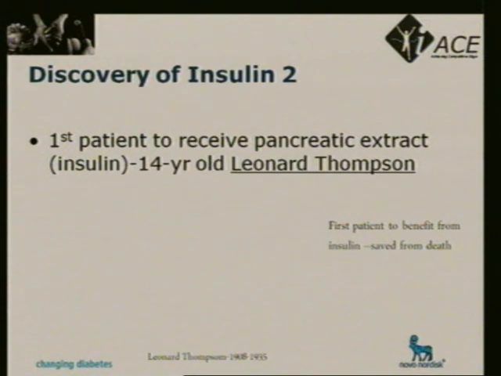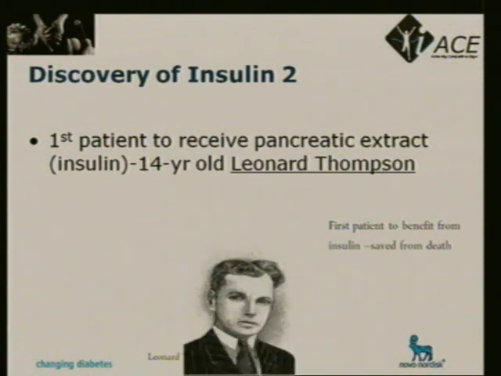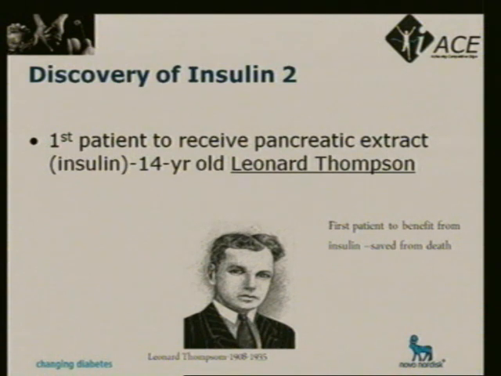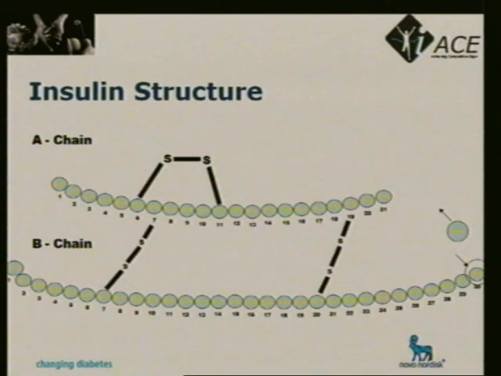Going ahead with the discovery of insulin, the first patient to receive a pancreatic extract of insulin was a 14-year-old boy suffering from type 1 diabetes called Leonard Thompson. He was the first patient to benefit from insulin, and it saved him from death. He lived from 1908 to 1935. After having used insulin in 1921, he survived for roughly 14 years on insulin therapy, and of course succumbed to his illness in due course of time.